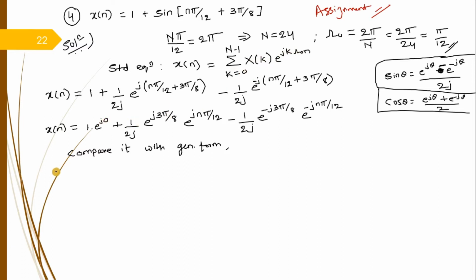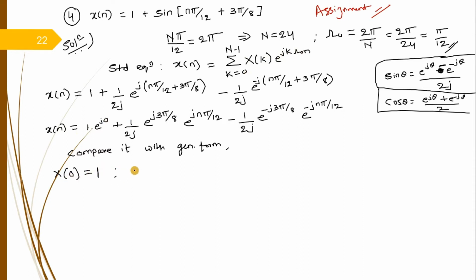So hence by comparing I can write x of 0. You can see here, if I substitute k equal to 0, e raised to j0 happens. E raised to j0 is here. Its coefficient x of k, its coefficient is 1. So at k is equal to 0, the coefficient is 1.